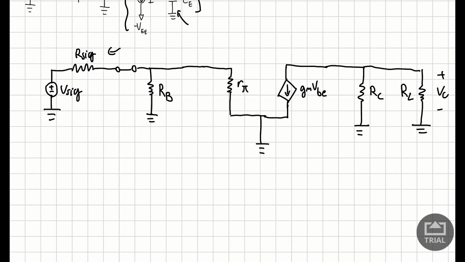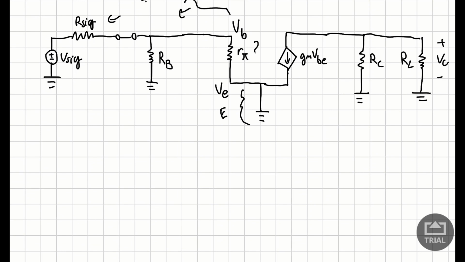We're also going to have our VB, and we're also going to have our VE. The reason these are called VB and VE is because this is our base over here, this side, and this over here is our emitter, and this over here is going to be VBE. So the voltage drop across this r pi is going to be VBE.